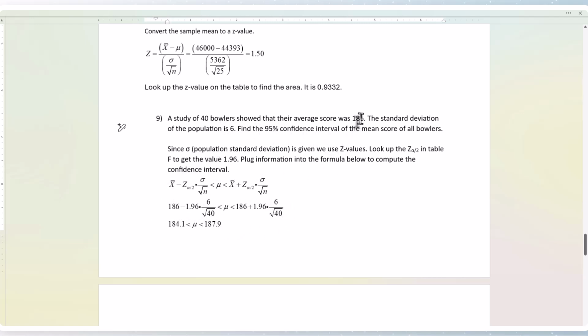So x bar, the sample mean, is 186. Z-value is 1.96. Population standard deviation is 6. Sample size is 40. And then we type this into our calculator and we get the results. The mean is between 184.1 and 187.9.